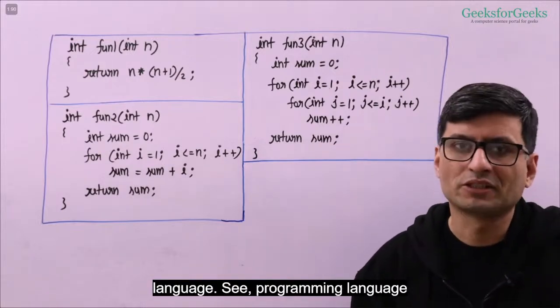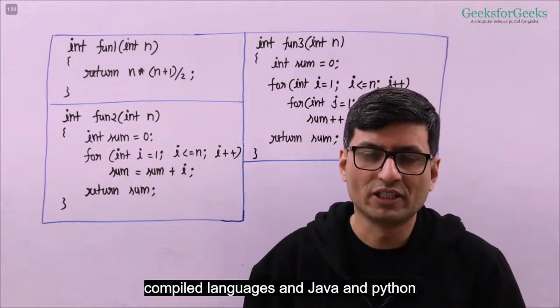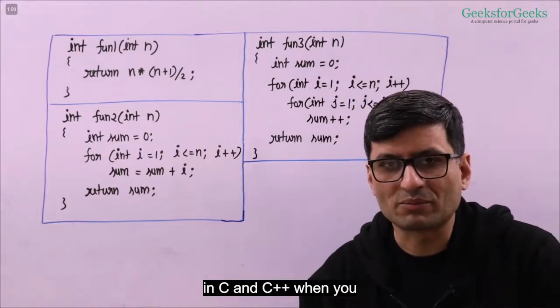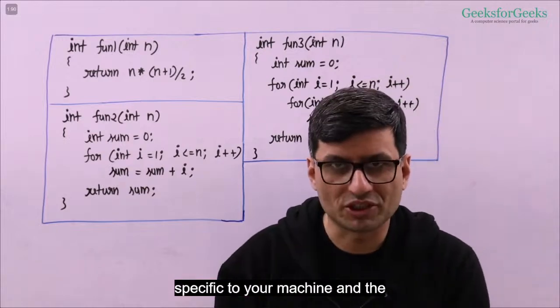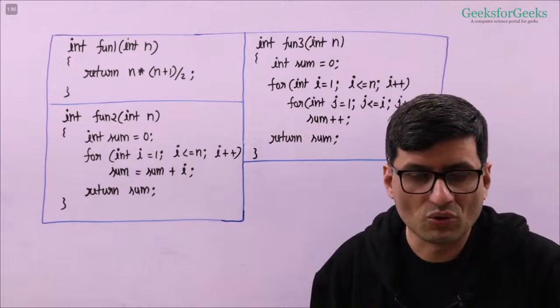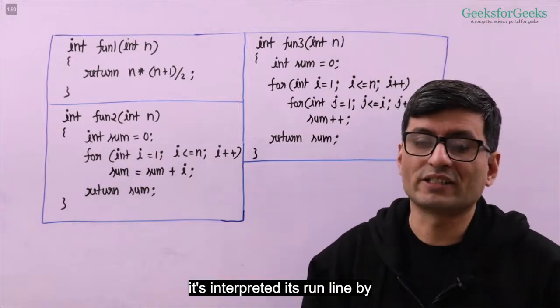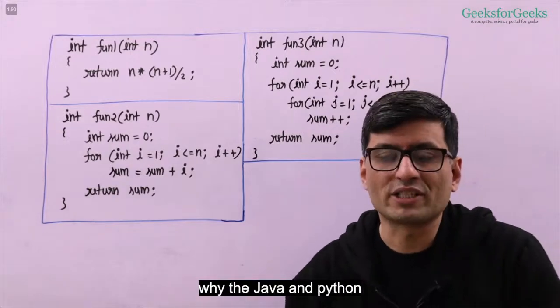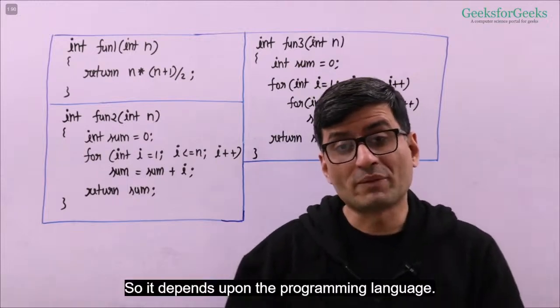The other factor is programming language. See, programming languages like C and C++ are compiled languages, and Java and Python are interpreted. So what happens in C and C++, when you generate the binary, it's specific to your machine, and the binary runs on your machine. It's native to your machine. But when you write Java and Python code, the code that is typically generated is intermediate code, and it's interpreted. It's run line by line by the interpreter. That's why Java and Python programs typically run slower. So it depends upon the programming language also.